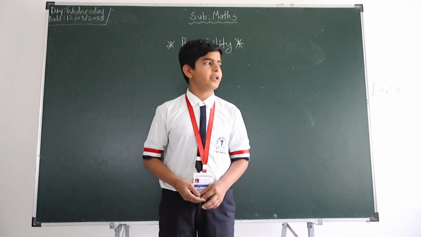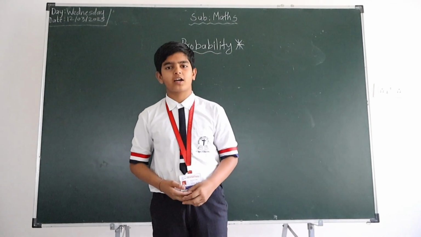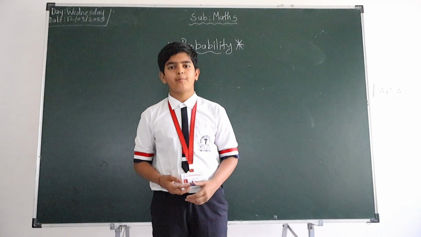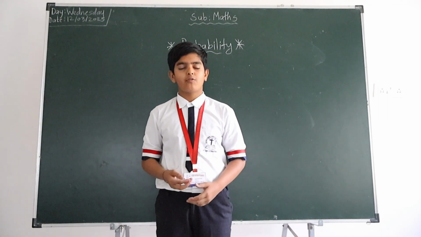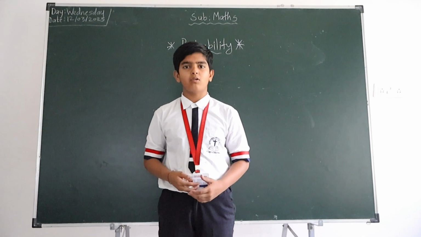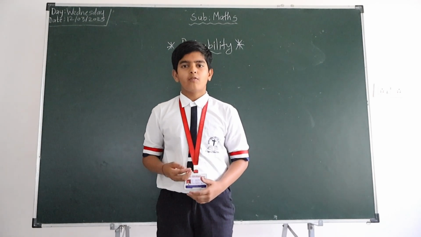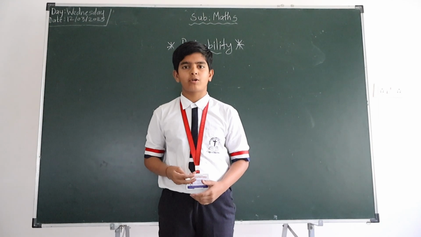Today I am going to explain probability. Probability is defined as the measure of likelihood of the occurrence of an event. There are some important terms used in probability. So first one is random experiment. An experiment whose all possible outcomes are known but the exact outcome cannot be predicted. For example, tossing a coin or throwing a dice.